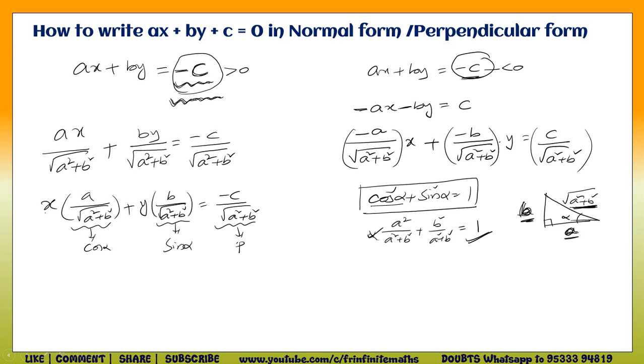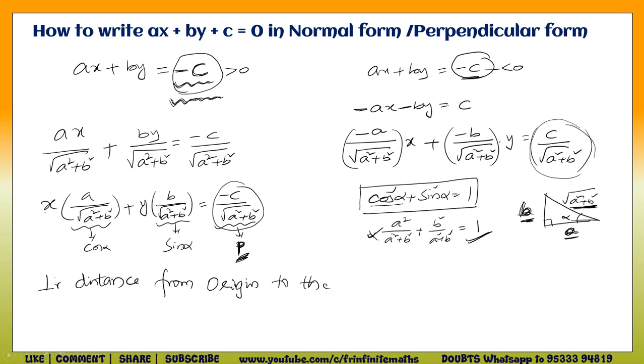Now clearly from both the equations, in both the cases, what is the value of p? p is nothing but minus c by root a square plus b square, which is a positive value, as well as c by root a square plus b square, which is also a positive value. That means perpendicular distance is always positive. See here, perpendicular distance from where are you calculating? From the origin, right? So from this directly what I can say is perpendicular distance from origin to the line.